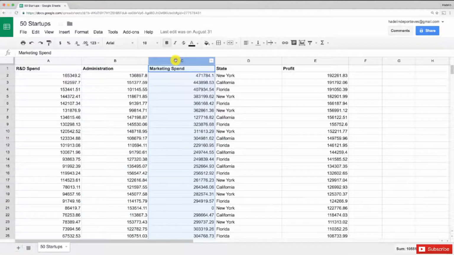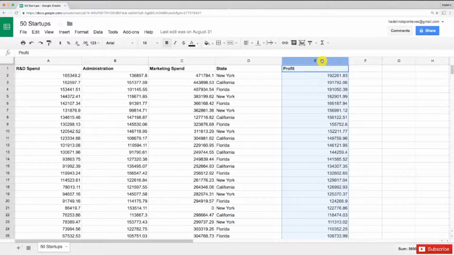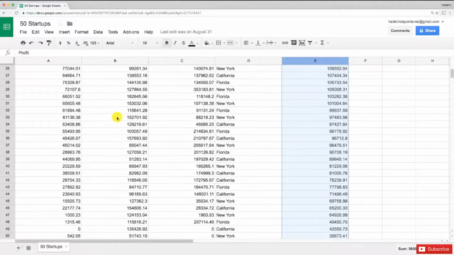So those are the three major operational spends, I guess, and which state it works in. And finally, what is the profit? What was the profit of that company for that financial year? And the challenge here is, this data set is totally anonymized, so we don't know the companies. And also, there's only 50 companies.